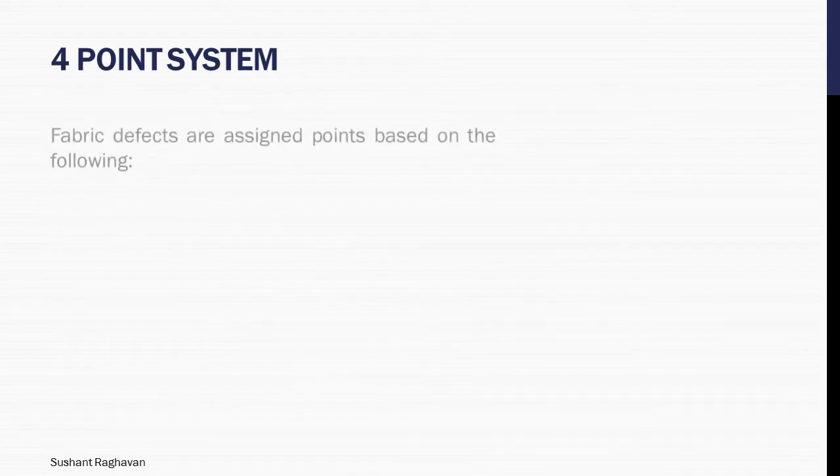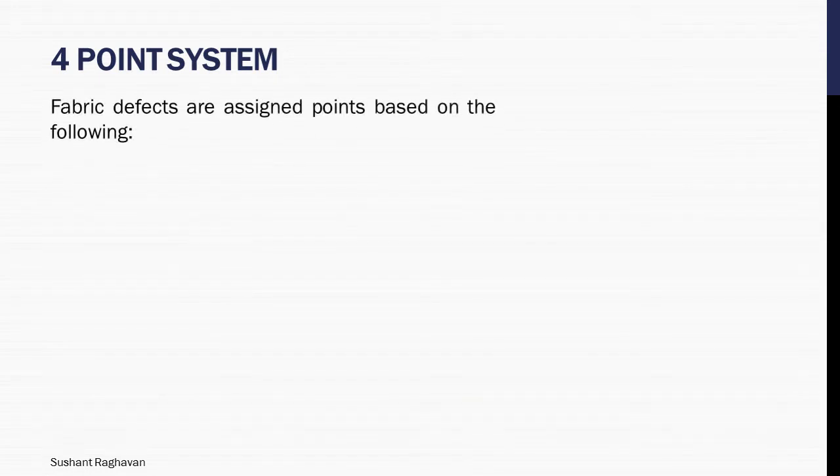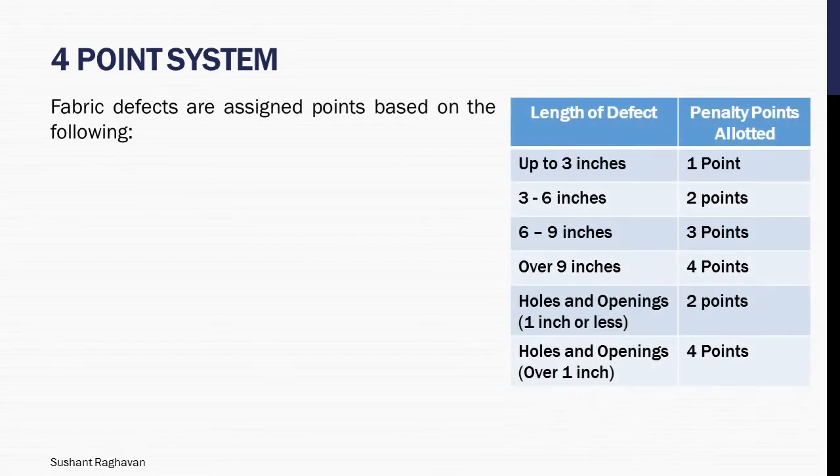4-point system. Fabric defects are assigned points based on the following: length of defect up to 3 inches, penalty points allotted 1 point; 3 to 6 inches, 2 points; 6 to 9 inches, 3 points; over 9 inches, 4 points; holes and openings 1 inch or less, 2 points; holes and openings over 1 inch, 4 points.